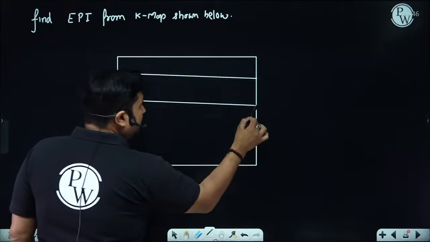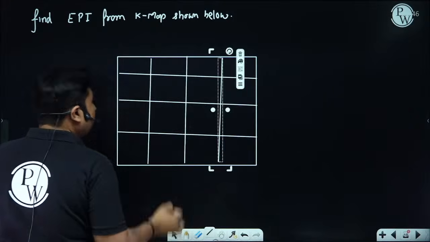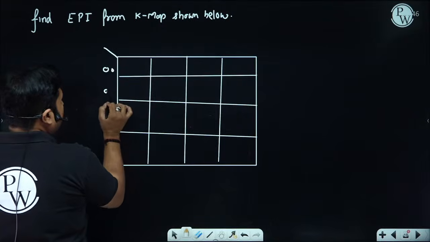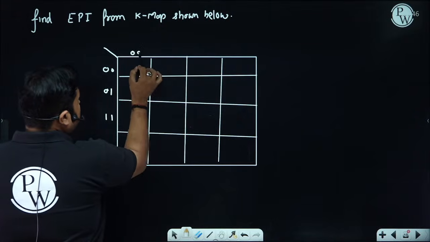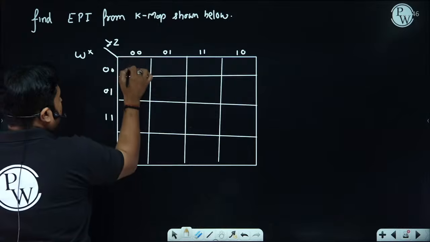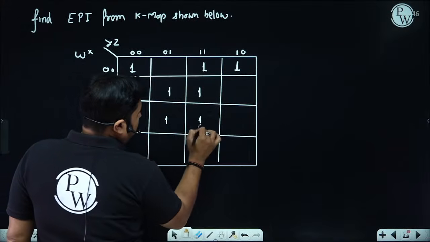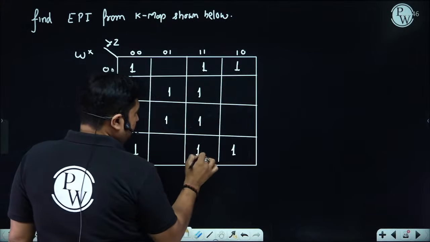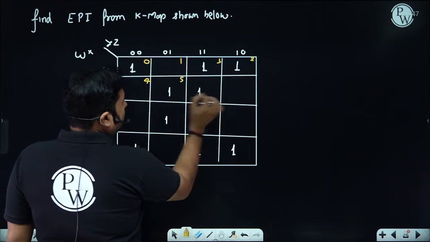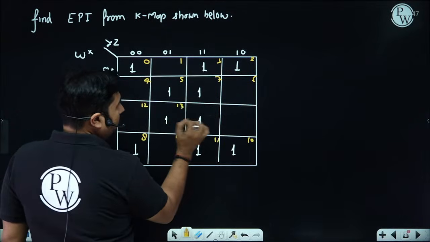Can you please tell me the EPIs from the K-map shown below? Please forgive me for my writing because I just wanted to cover more and more topics today, so I am moving a little bit faster. 0 0 0 1 1 0 1 1 0 0 0 0 1 1 1 1 0. Can you please find the EPIs from the K-map shown below? 0 1 2 3 4 5 6 7 8 9 10 11 12 13 14 15.